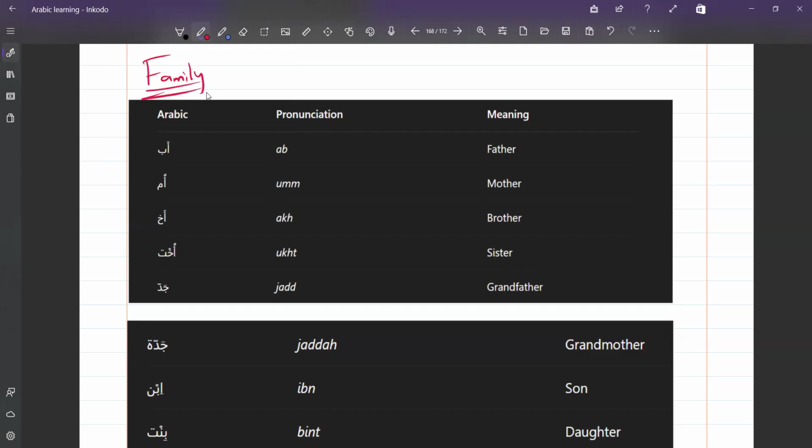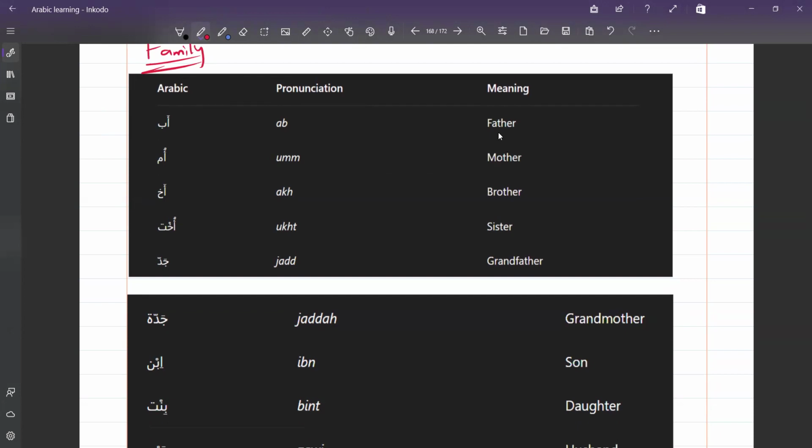So let's begin. In Arabic, father is referred to as ab. We use the word ab to say father in Arabic. And then the word umm is used for mother. If I add the possessive pronoun i with it, it becomes ummi, and ummi would mean my mother.